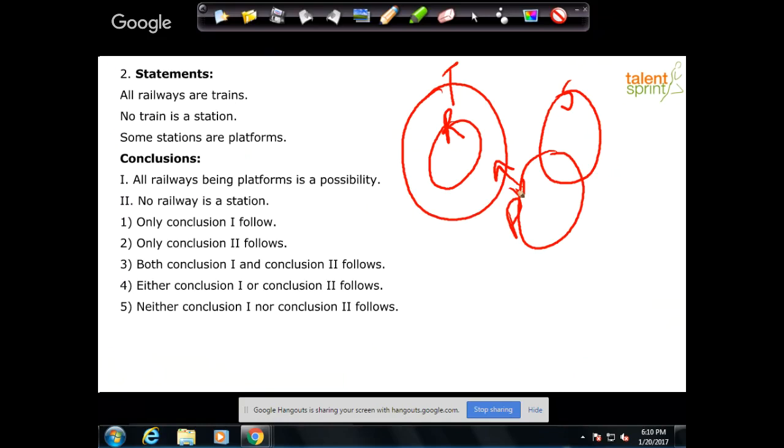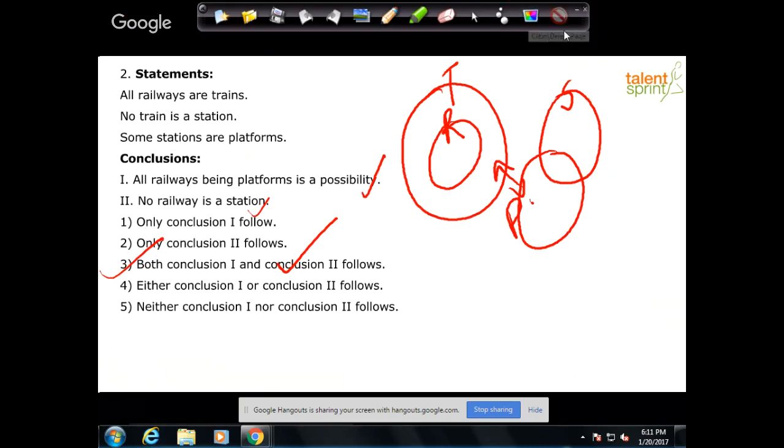Knowing this, let us look at the conclusions that have been given. All railways being a platform is a possibility. Like we just said, all railways being a part of the platform is a possibility. So therefore, this does hold. No railway is a station. Of course, we know that no railway is a station. And just like Anurag and Jayendra have correctly got the answer, yes, both conclusions 1 and 2 follow. 3 is the correct answer.